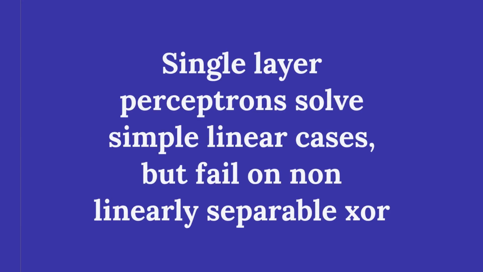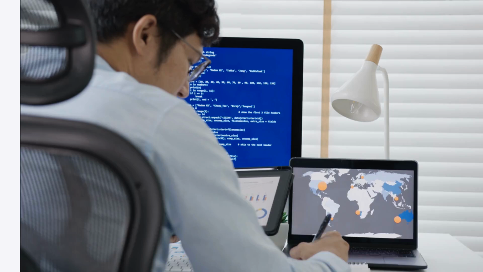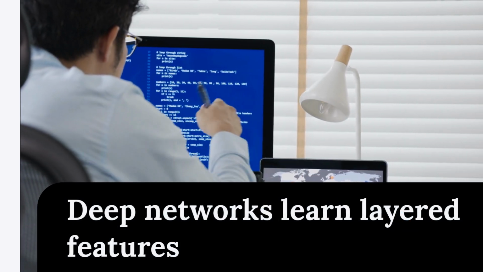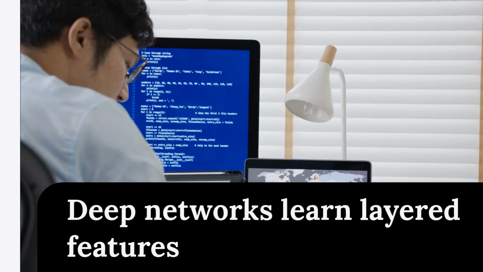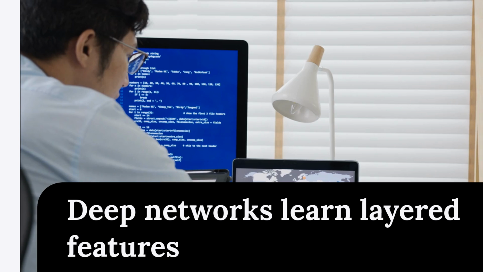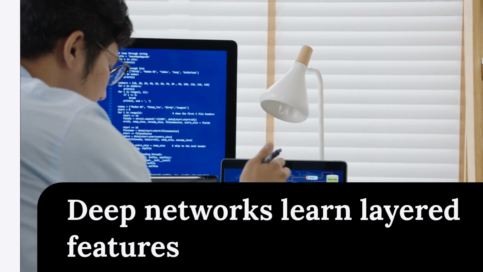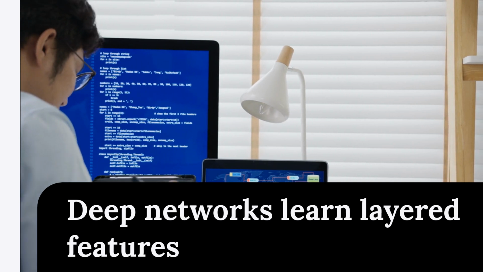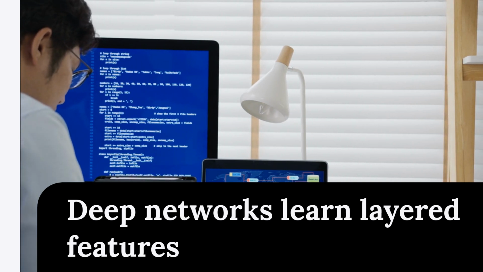Its major limitation is that it cannot solve non-linearly separable problems like XOR. Deep networks learn hierarchical and non-linear representations. Their strengths include expressive power, feature learning, and scalability, but training can face vanishing gradients, exploding gradients, local minima, and overfitting.